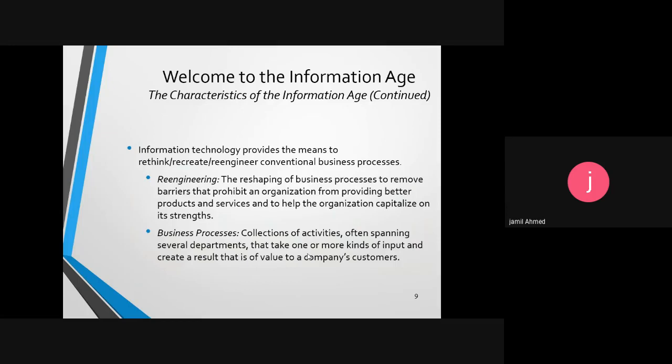So information technology provides the means to rethink, recreate and re-engineer conventional business processes. Re-engineering is involved, so reshaping of businesses to remove the barriers that prohibit the organization from providing better products and services, and to help the organization capitalize on its strengths.